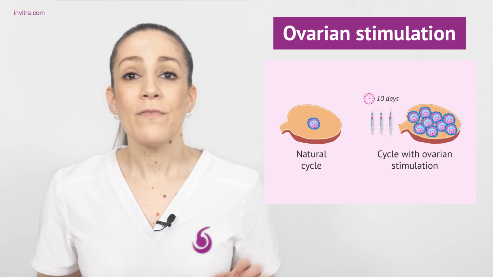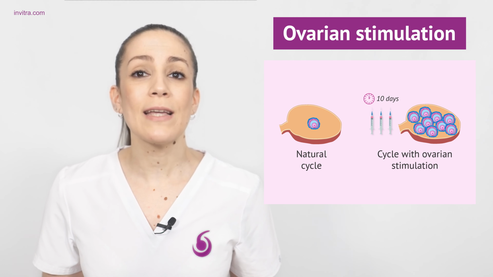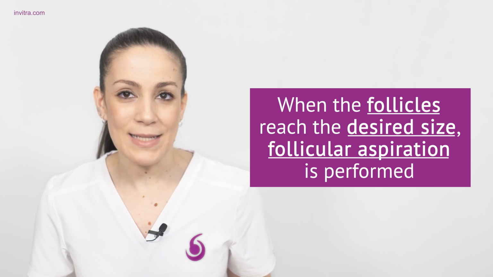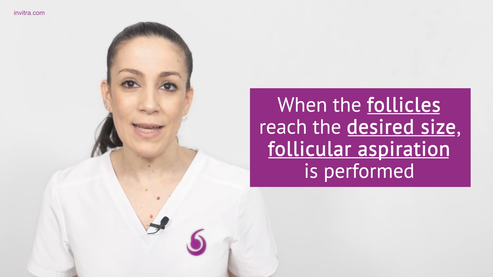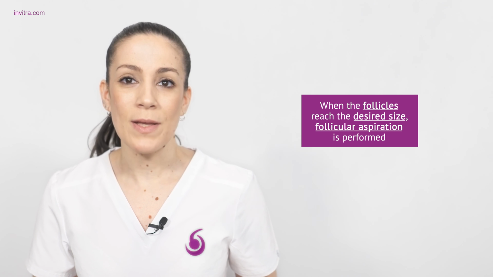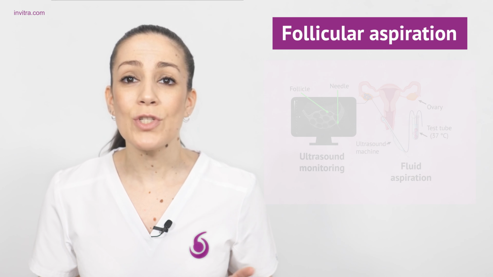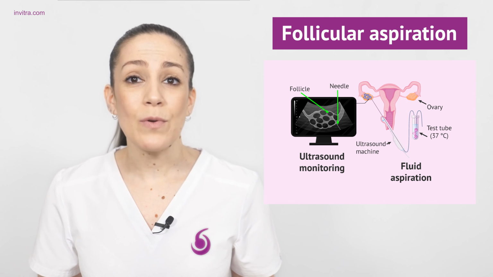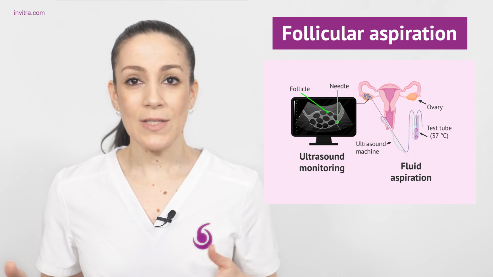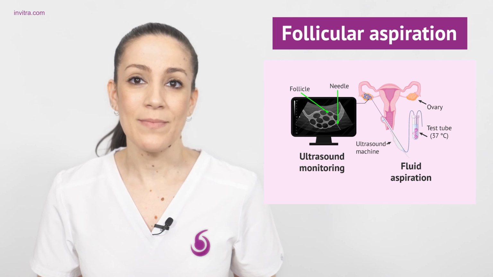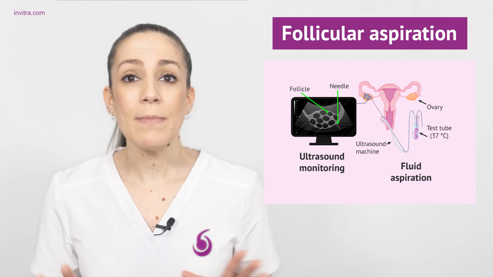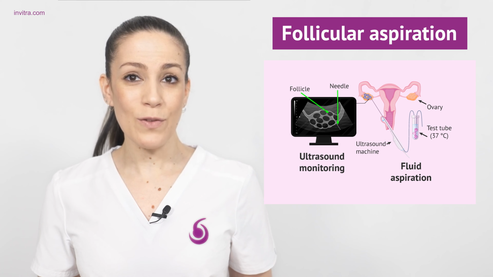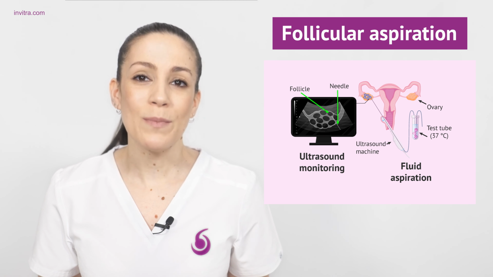And during this phase, various blood tests and ultrasound scans are carried out. When the developing ovarian follicles reach the desired size, their final maturation is stimulated, and the follicular puncture is performed. Follicular puncture is a simple surgical procedure performed under ultrasound guidance. Its purpose is to aspirate the fluid from the ovarian follicles through a needle inserted vaginally. This procedure is performed in an operating room and the patient is sedated so she doesn't feel any pain. Afterward, the aspirated follicular fluid is analyzed in the laboratory to obtain the eggs.